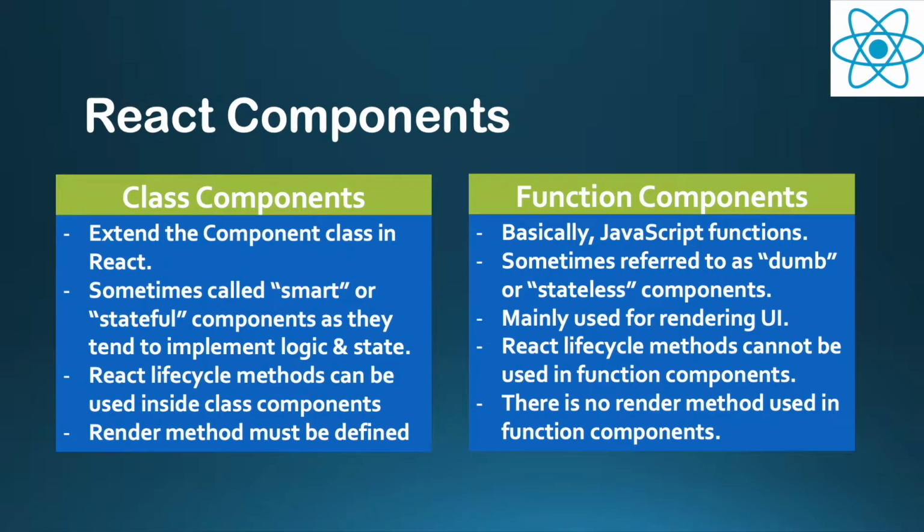We have learned earlier that there are two basic kinds of components in React: class components and function components. The basic difference between class components and function components is that function components do not have state and do not have access to React lifecycle methods. These two things are not present in function components, which is why they were referred to as dumb or stateless components.